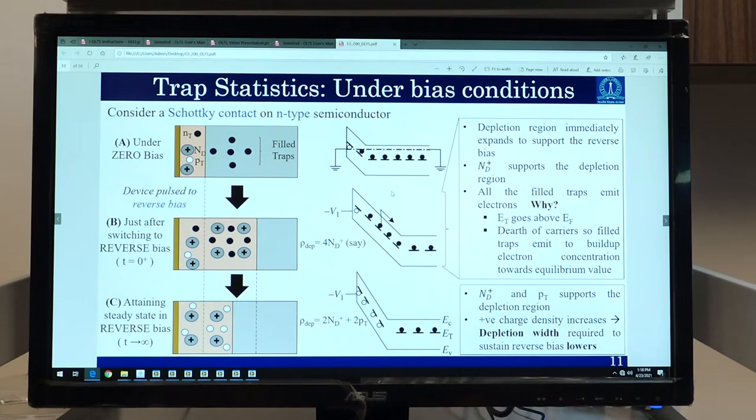So in this slide we see that while we are applying reverse bias, the electrons or the holes, the trapped charges, would emit. Temperature is the key source of energy which governs the rate of emission. So if there are deep traps, then we have to go to higher temperatures to excite these electrons or holes. And therefore, we have to judiciously select the temperature range.